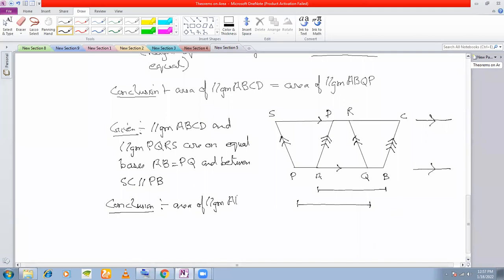Area of parallelogram ABCD must be equal to area of parallelogram PQRS. Any question here till this part? Any question on the two figures?